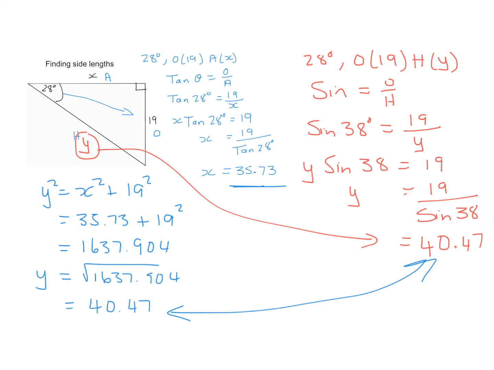So there's two ways that we can find the third length if we know two lengths. We can either use a trigonometric ratio or we can use Pythagoras' theorem. Well, that's how we find side lengths using trigonometric ratios, or if you know two sides, how to use Pythagoras' theorem to find the third side.